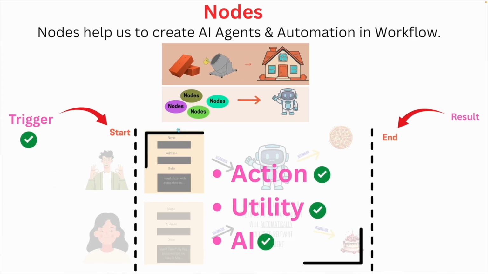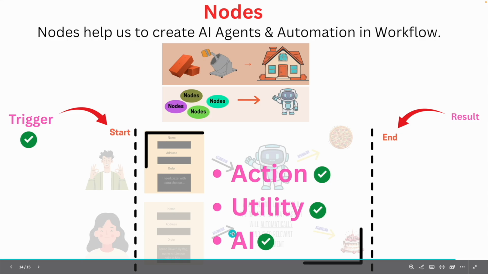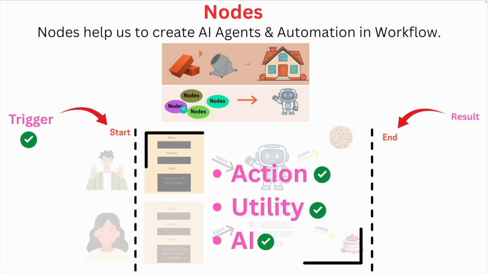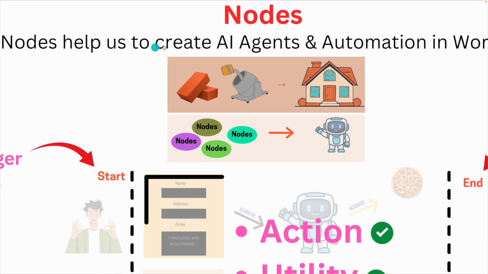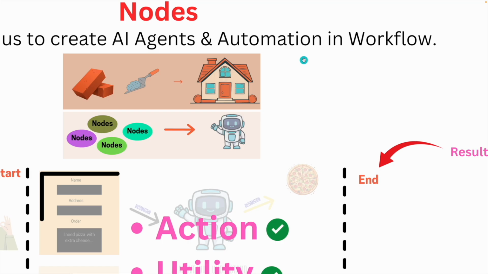Now we are going to talk about different types of nodes. Generally we have a trigger node, action node, utility node, and AI node. We also have one more, the code node, which we are not going to focus on because I don't want to make things complex for you as a starter. But understand that there are different types of nodes that work together to help you build AI agents and automation. That is the simplest meaning I have given here: nodes just help us create AI agents and automation in a workflow.